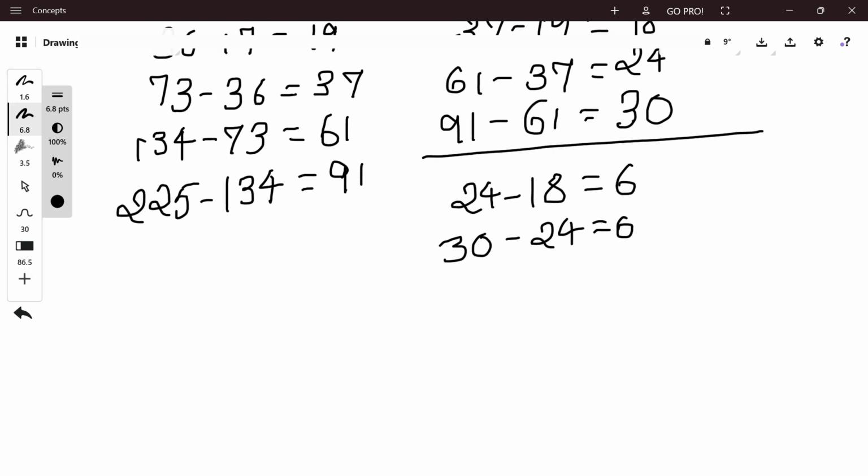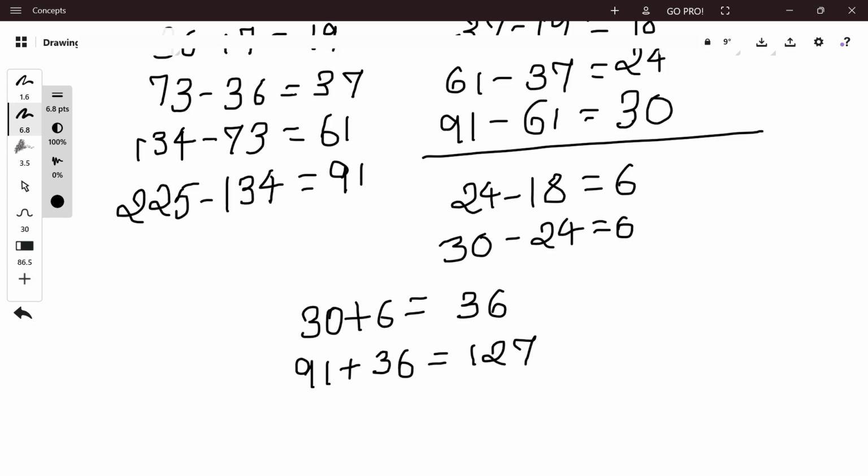So the next second difference will be 30 plus 6, which is equal to 36. And the next first difference will be 91 plus 36, which is equal to 127. So the next term, that is the sixth term, will be 225 plus 127, which is equal to 352.